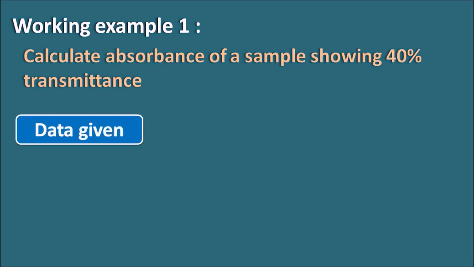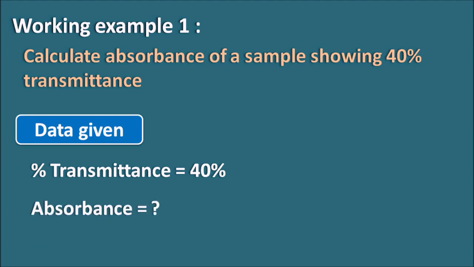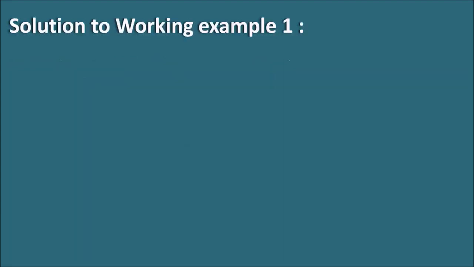Here, the data given is the percentage transmittance, 40%, and we have to calculate the absorbance of the sample. This is a simple problem where we have to convert the transmittance into absorbance. So let us see the solution to this working example 1.